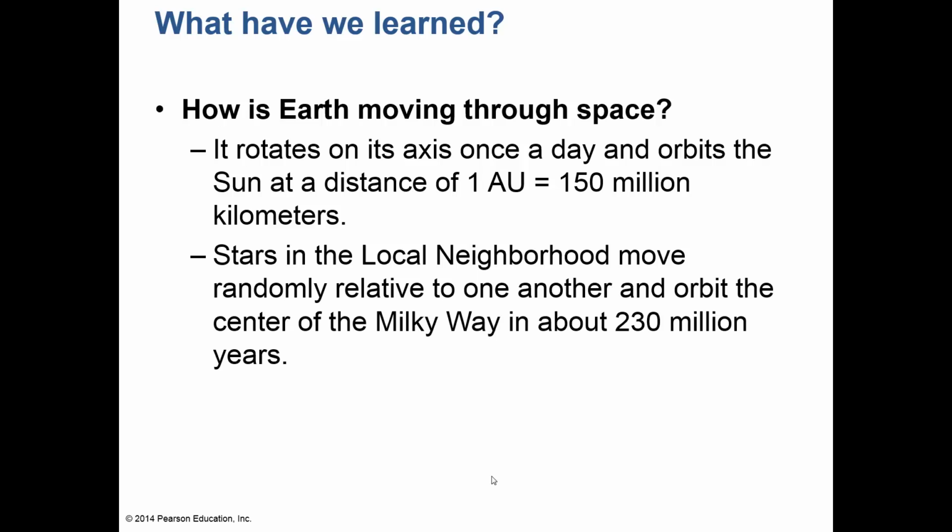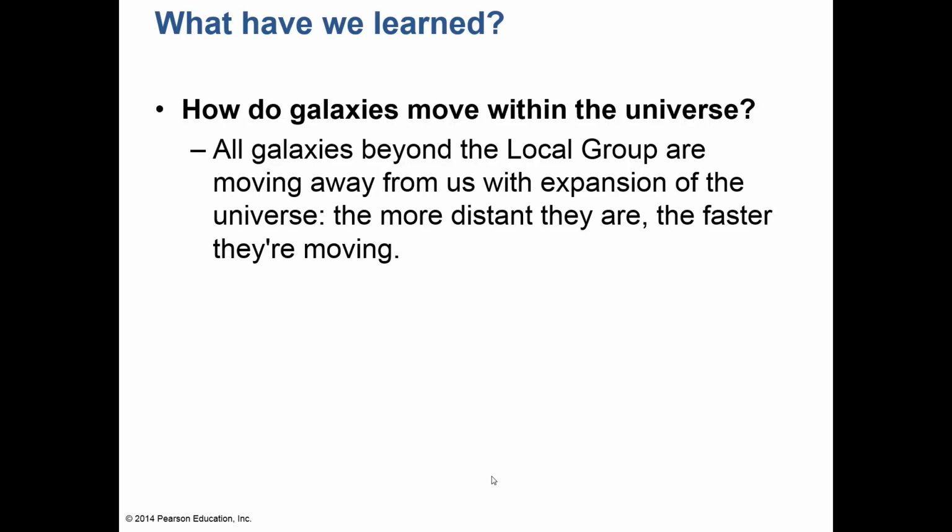The Earth rotates on its axis once a day, 24 hours, and orbits the sun at a distance of 1 AU, 1 astronomical unit, 93 million miles, as we have defined. The stars in the local neighborhood move randomly relative to one another and orbit the center of the Milky Way in about 230 million years. A lot of numbers here.